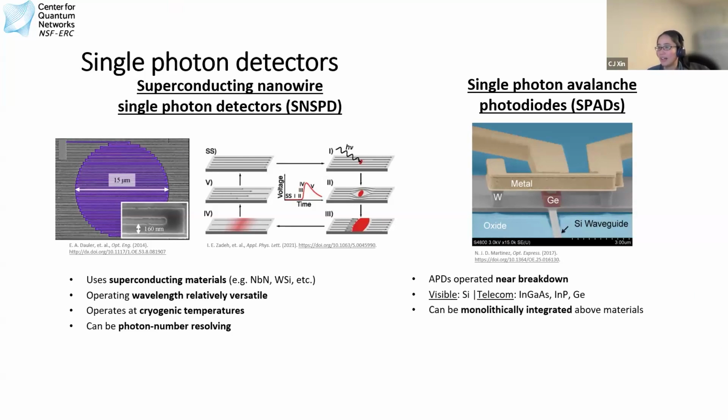However, at telecom these are usually slightly worse performing than SNSPDs in terms of efficiency. In silicon they can be comparable, but there are other characteristics like afterpulsing that you have to worry about. The really big boon of this type of single photon detector is that you can operate them at room temperature.